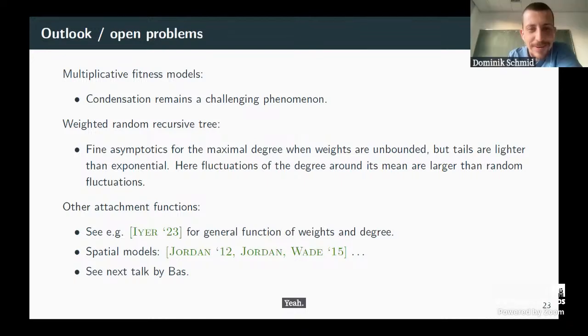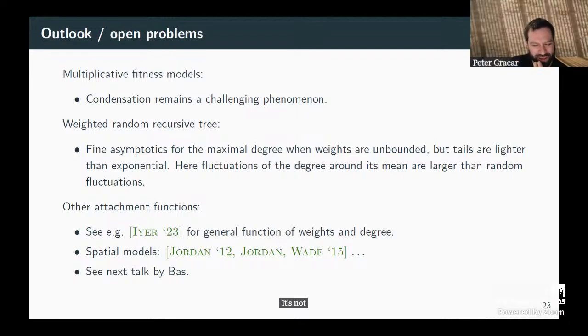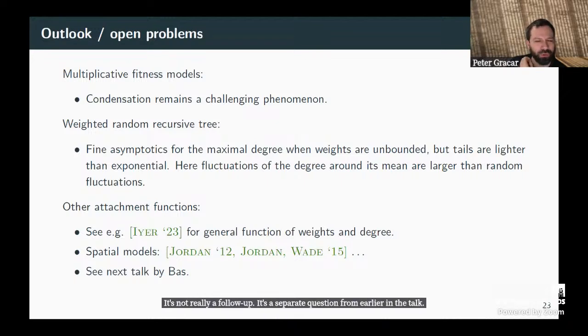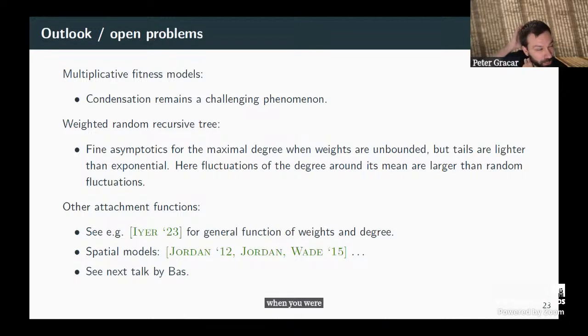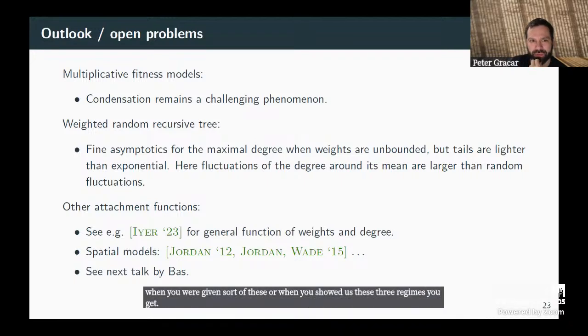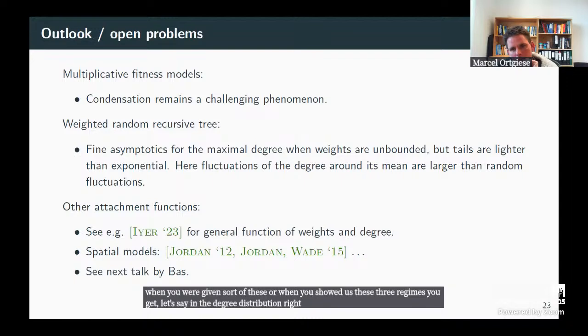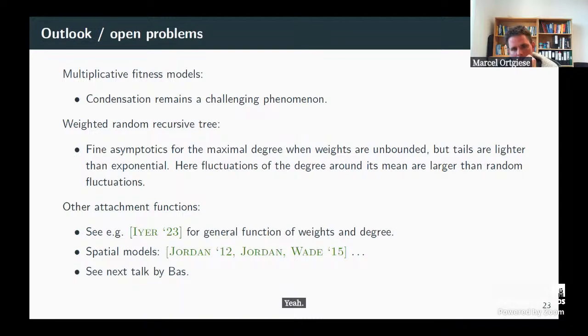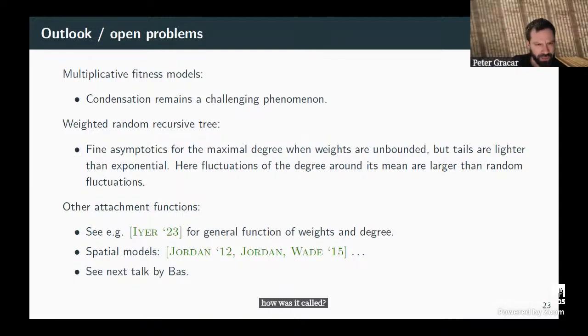Okay, I guess a follow-up, Peter. It's not really a follow-up, it's a separate question from earlier in the talk. When you showed us these three regimes you get in the degree distribution, right? And the how was it called? Strong disorder and extreme disorder.